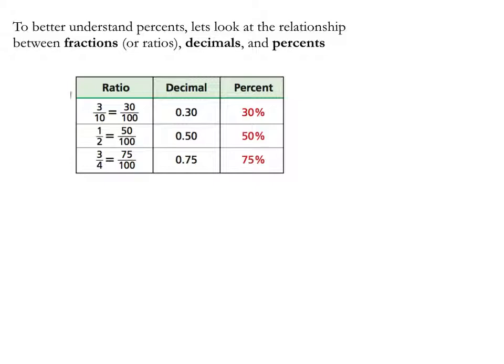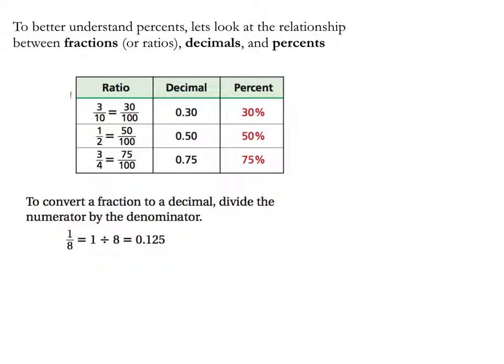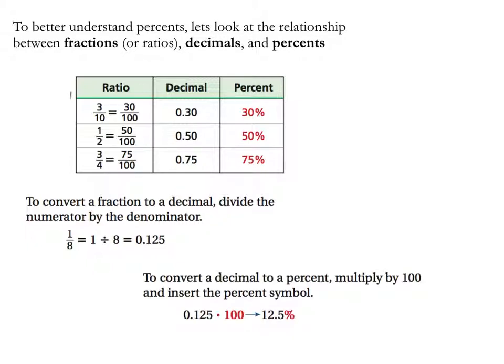So what's the process to get from ratio or fraction to percentage? First, to convert a fraction or a ratio to a decimal, we divide the numerator by the denominator. Then, to convert a decimal to a percent, we multiply by 100 and insert the percent symbol. And just a reminder, when we multiply by 100, all we're really doing is moving the decimal point 2 spaces to the right.